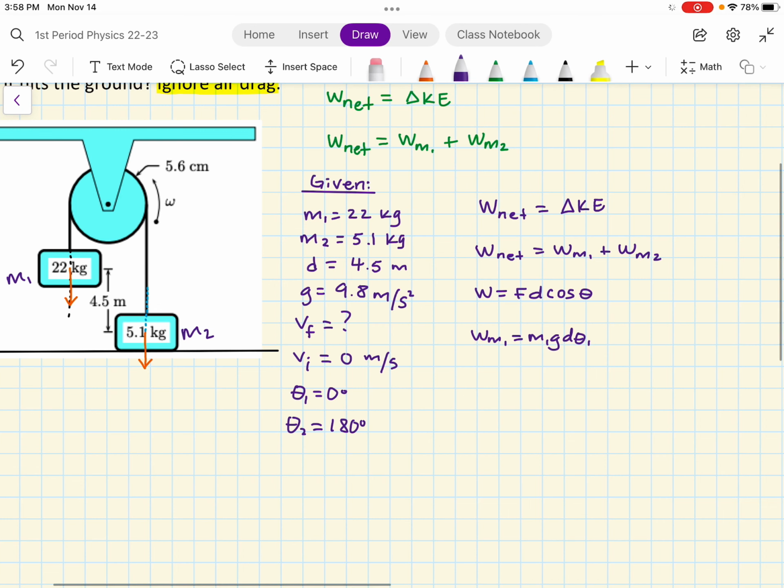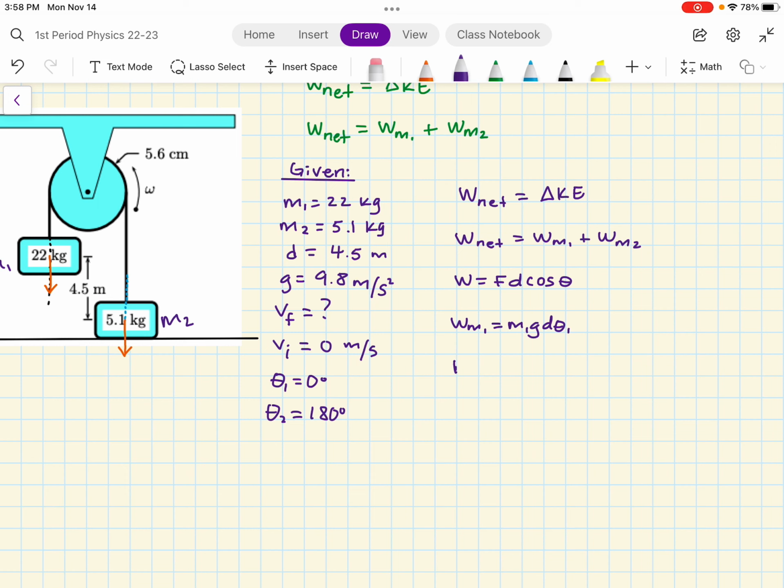So let's simplify this equation. Work done for mass 1 is going to be m1 g d, because the cosine of 0 is 1. And we know that the cosine of 180 is -1. Therefore, the work done by mass 2 is going to be negative m2 g d, because the cosine of 180 is -1, and -1 times m2 g d is negative m2 g d.